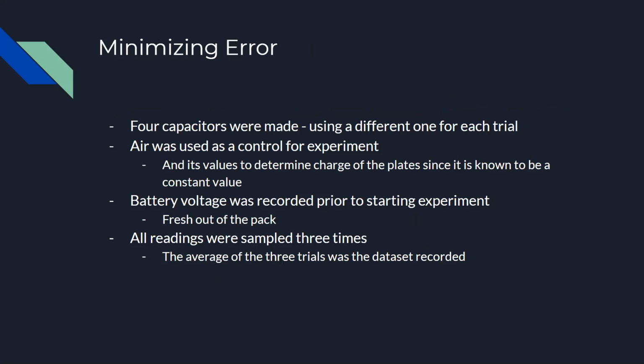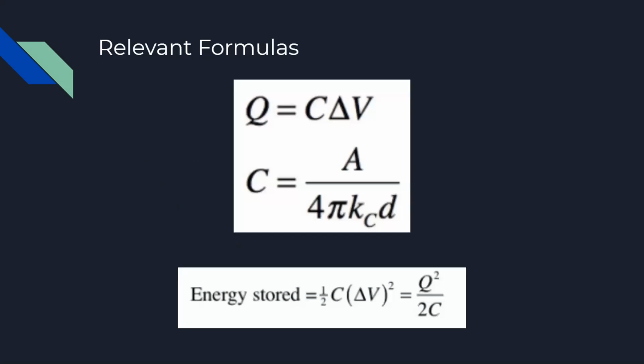In order to minimize error, as stated earlier, 4 capacitors were made, using a different one for each trial with each treatment. Air was used as a control for the experiment and its values to determine the charge of the plate since it was known to be a constant value prior to starting the experiment. The battery voltage was recorded prior to starting the experiment in order to determine the initial voltage, and all readings were sampled 3 times, and the average of the 3 trials was the data set that was recorded.